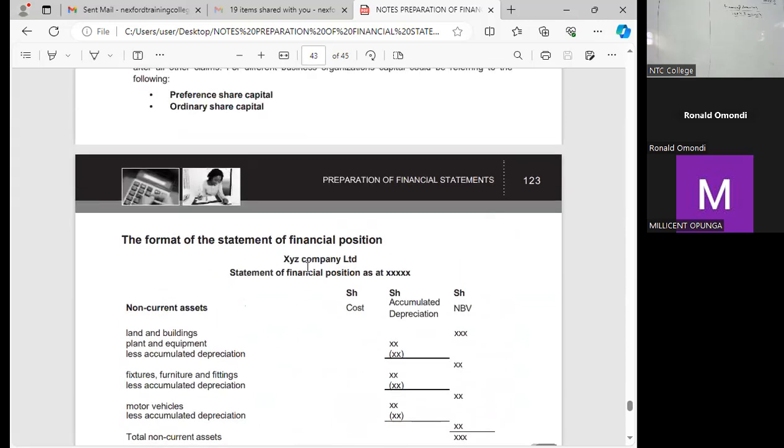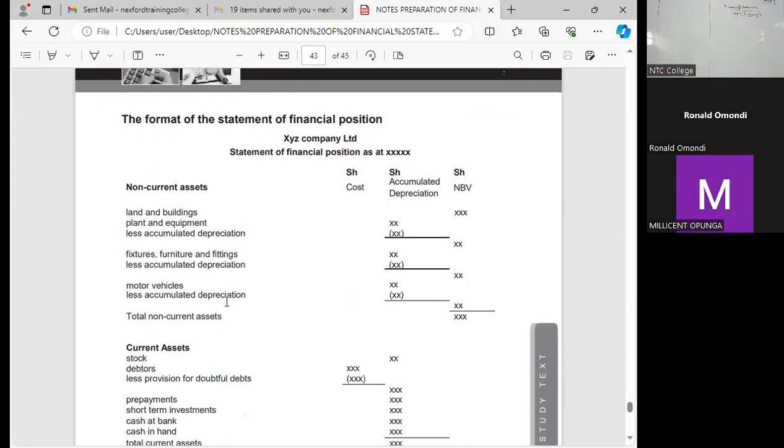So you start with the name of the company, XYZ Company Limited, statement of financial position as at, meaning the end of the year that you're dealing with. And we said we have different types of assets. So we have non-current assets, that's what starts. Ronald had asked about examples of assets. So here we've been given an example of the assets, though this is just the format. So we have land and building as an example of a non-current asset. Then plant and equipment.